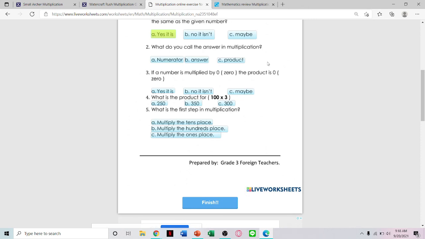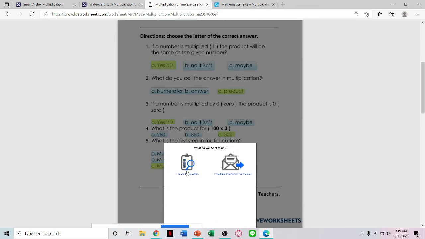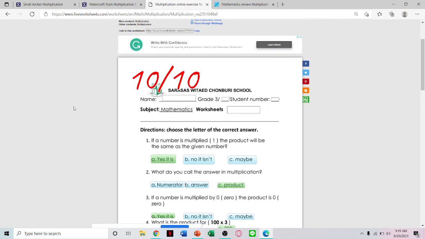Next, number 2. What do you call the answer in multiplication? Product. If a number is multiplied by 0, the product is 0. Yes, it's always 0. What is the product of 100 times 3? 300. What's the first step in multiplication? Multiply the ones place. Check my answer. Take a picture.